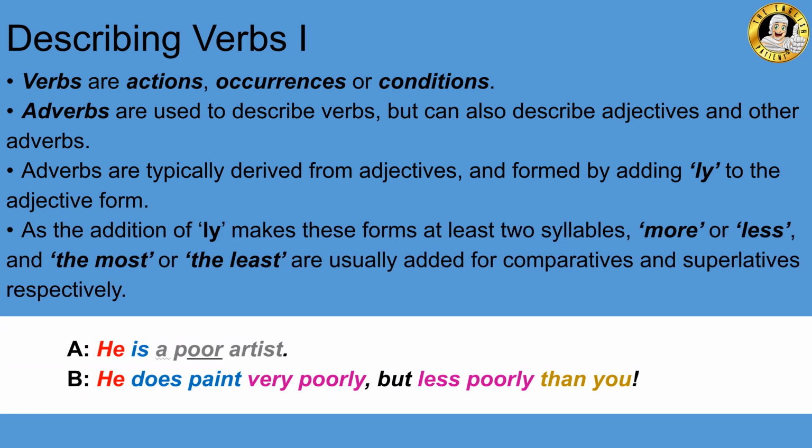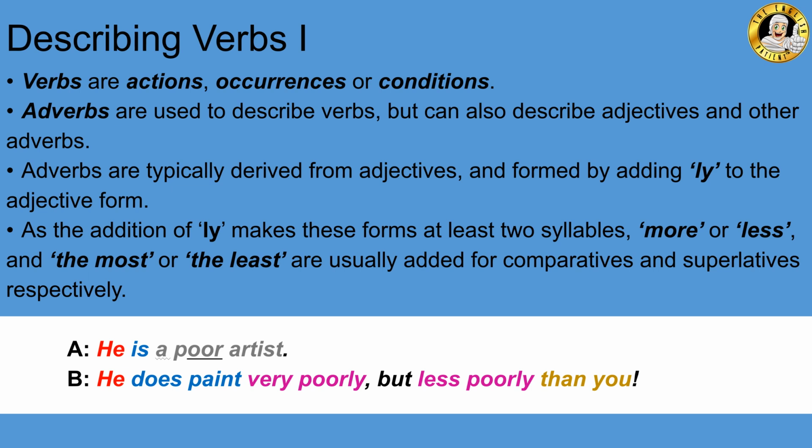Now, as the addition of ly will make these forms at least two syllables, if you want to start comparing them or showing which is the best or the worst in its class, then typically you're just going to use more or less and the most or the least, because of the number of syllables involved, in the same way as you would with adjectives.